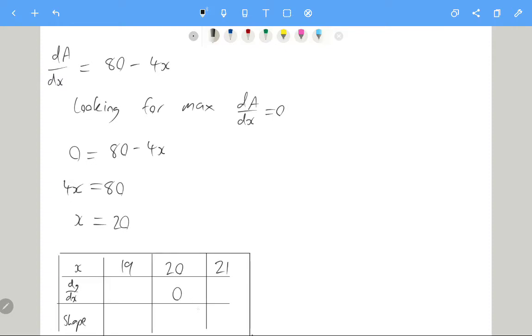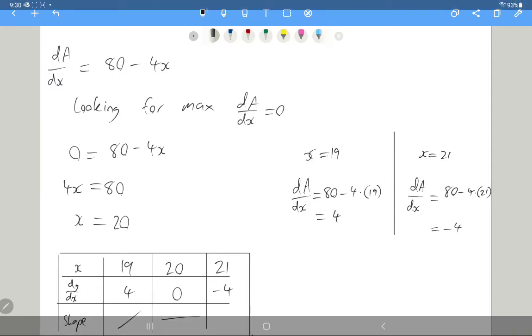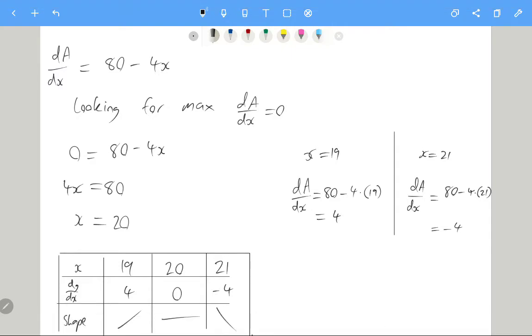Alrighty, so we know the gradient at x equals 20, let's work it out at x equals 19 and x equals 21 around it. Alrighty, and using these, we can see that we've got a positive slope, a 0 slope, and then a negative slope, which is in fact a maximum. Therefore, x equals 20 is a local maximum. Now, the only question we have to think about is, is it then a global maximum?